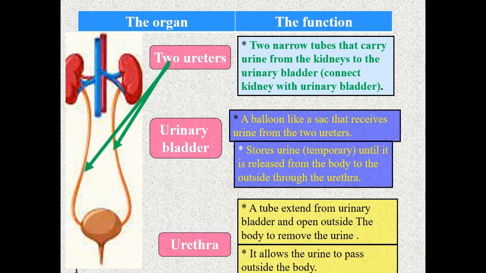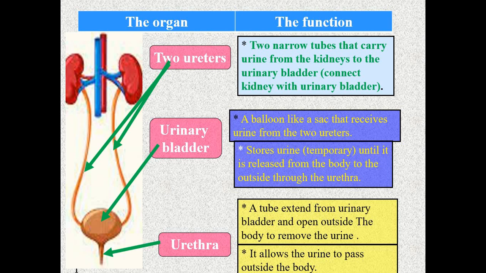This is the two ureters, and this is the urinary bladder and urethra. The two ureters are narrow tubes that carry urine from the kidney to the urinary bladder. So the ureters connect the kidney with the urinary bladder. What is the urinary bladder? A balloon-like sac that receives urine from the two ureters and stores urine temporarily until it is released outside the body.